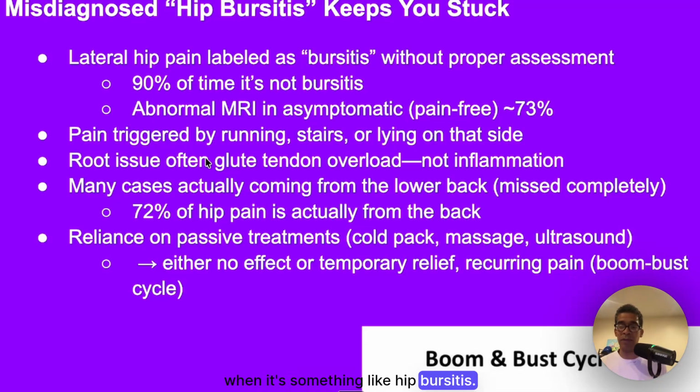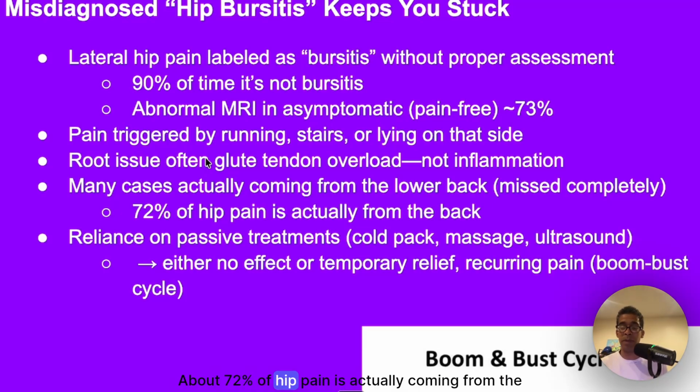When it's something like hip bursitis, I found, even as a physical therapist working with folks, I'm like, no, this looks more like a glute tendon problem. We just got to strengthen your glute, right? The buttock muscle on the side of the hip, as I just showed you. And usually the pain is worsened by things like running, stairs, or compressing that area when you lie on that side, or sitting too long with the legs crossed. Again, the root issue is often glute tendon overload or over compression of the glute tendon versus inflammation of a bursa. Right. And in some cases, it's actually the lower back.